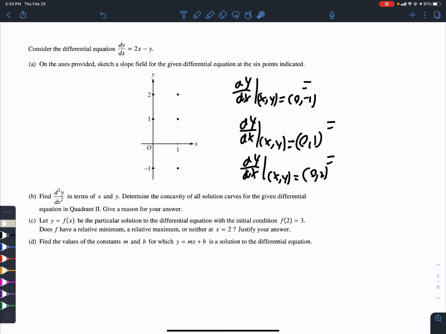So what would that be? 0, negative 1. So if I put a 0 here and a negative 1 here, that'd be positive 1. So I'm going to get positive 1. And then 0, 1. If I put a 0 here and a 1 here, I'm going to get negative 1. And 0, 2. So if I put a 0 here and a 2 here, I'm going to get negative 2.